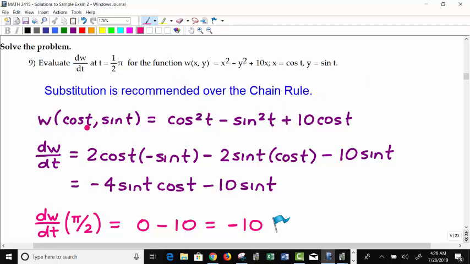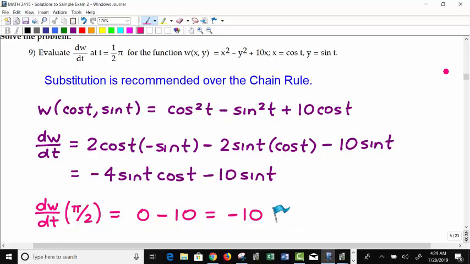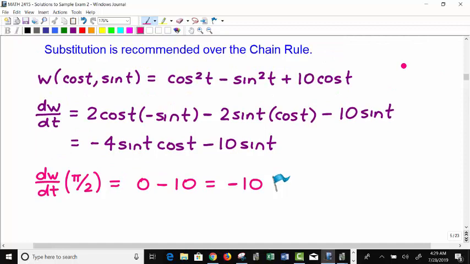So I'm evaluating w at cos t, sine t, because x is cos, y is sine. So x squared will be cos squared, minus y squared, which is sine squared, plus 10 cos of t. So when you take the derivative of that, now these are going to both be chain rules. You would bring the 2 down, so it'd be 2 cos of t. It's like the derivative of u squared, 2u du. So 2 comes down, cos of t times the derivative of cos of t, which is minus sine t.